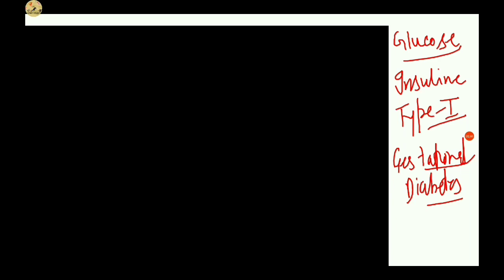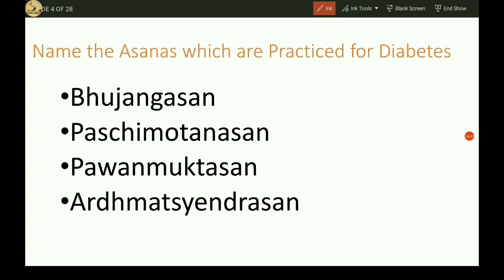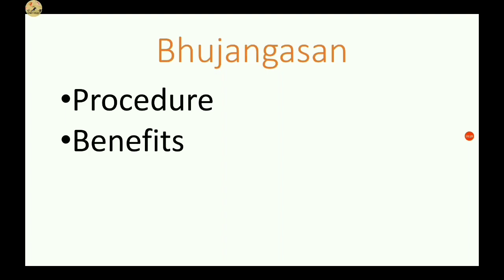So we have discussed diabetes. Now, what type of asanas can we perform to control diabetes? Dear students, there are 4 asanas in our syllabus: Bhujangasana, Paschimottanasana, Pavanmuktasana and Ardhamatsyendrasana. Please pay attention to the videos and check the procedure, contraindication and benefits.